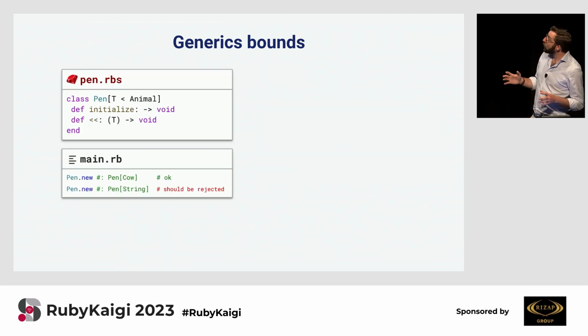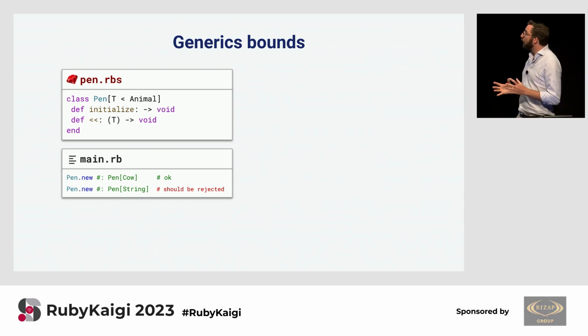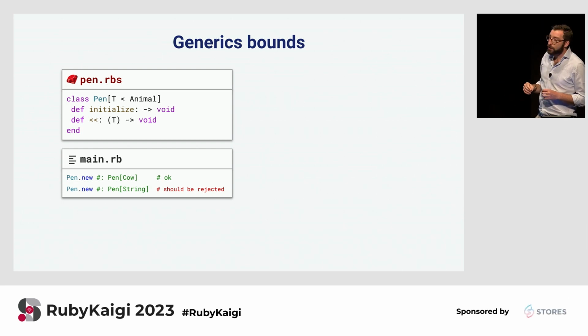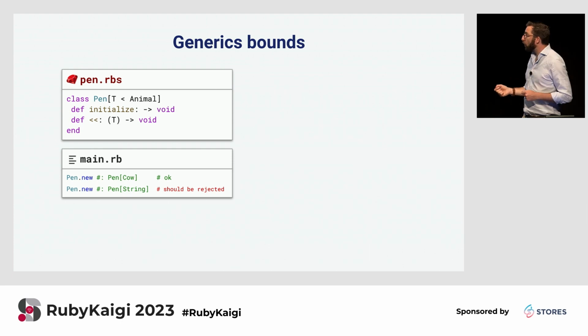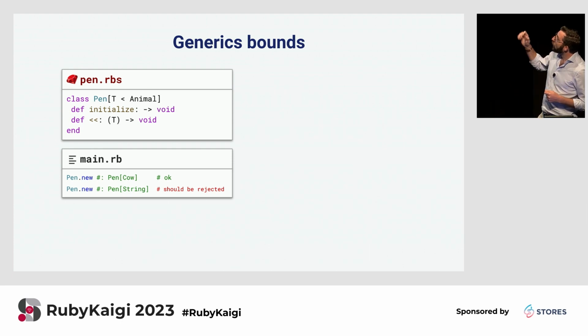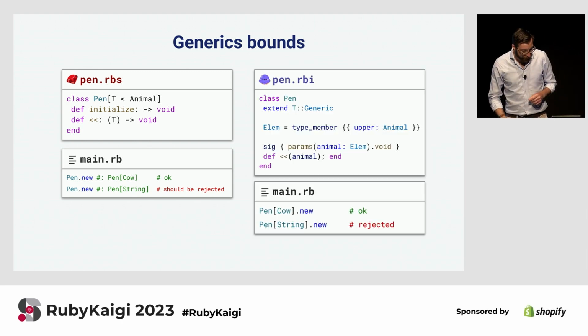Both of them also support generic bounds, where I can say, okay, my pen is actually specialized to just animals, and the thing you can do is just pass me a subtype of Animal to create a pen. So with RBS and Steep, you can do this: Pen.new, say this is a Pen of Cow, and when you write Pen.new and this is a Pen of String, it should be rejected. It's actually not rejected right now by Steep, but this thing should be rejected, and we can fix this.